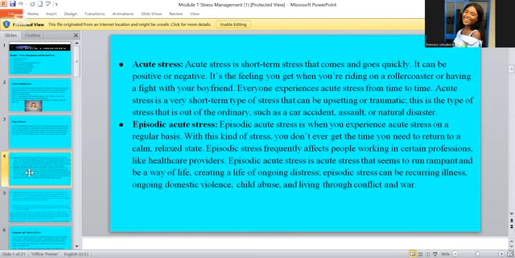Acute stress is a short-term stress that comes and goes quickly. It can be positive or negative. It's the kind of feeling that you get when you're riding on a roller coaster or having a fight with somebody that you love, right? We also have episodic acute stress. Episodic acute stress is when you experience acute stress on a regular basis. With this kind of stress, you don't ever get the time you need to return to a calm, relaxed state. It is a state of perpetual stress.